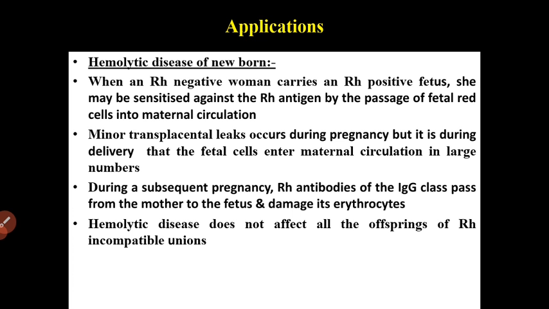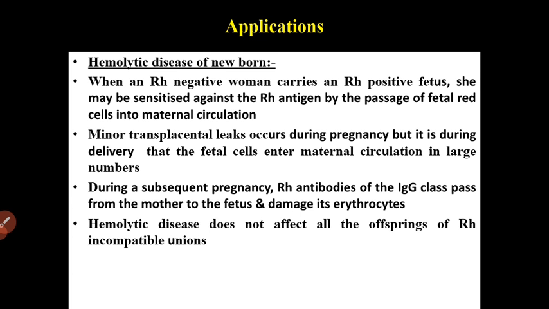Hemolytic disease does not affect all the offspring of Rh incompatible unions. Its incidence is much less than expected. Okay. Now there are some factors which influence the incidence of hemolytic disease due to Rh incompatibility. Now how? Immunological unresponsiveness to Rh antigen is one reason. Second is feto-maternal ABO incompatibility. Third is the number of pregnancies. And fourth is zygosity of the father.